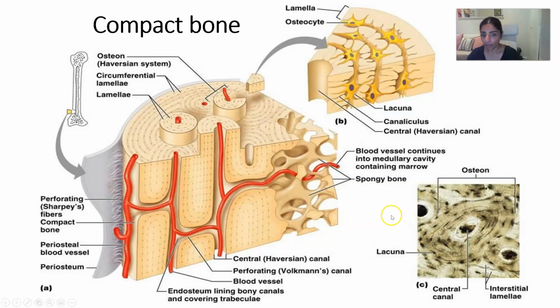The one thing that we haven't mentioned so far are the canaliculi. And here we can see these branching threads that connect each of these osteocytes, and those are the canaliculi.